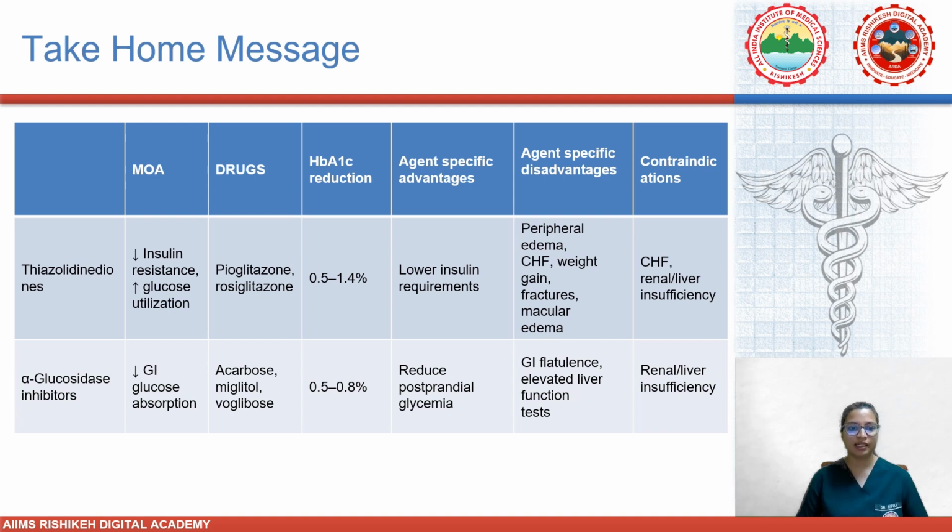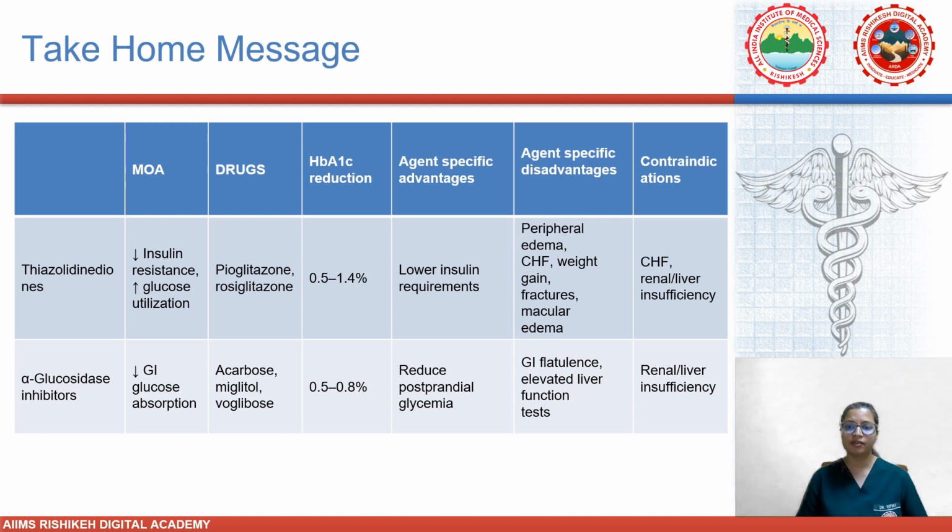For thiazolidinediones, the mechanism of action is mainly decreasing insulin resistance and enhancing glucose utilization. The main drugs of this class are pioglitazone and rosiglitazone. Also, we have lobeglitazone. They reduce the HbA1c by 0.5 to 1.4%. The advantage of these drugs is they lower the insulin requirements, but the disadvantages include peripheral edema, congestive heart failure, weight gain, fractures, and macular edema, and they should not be used in patients with liver and renal insufficiency or who have congestive heart failure.